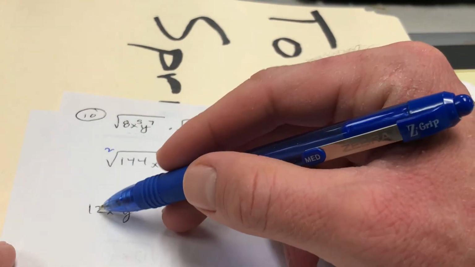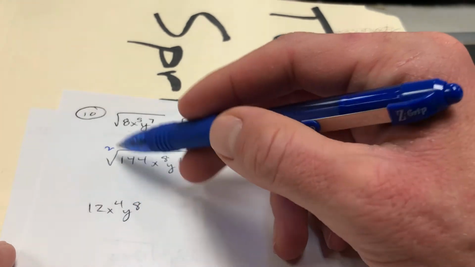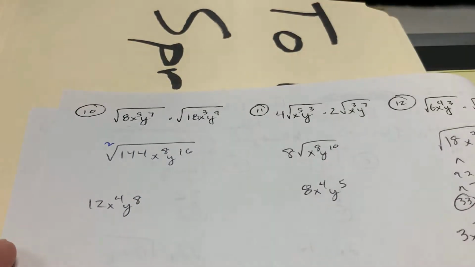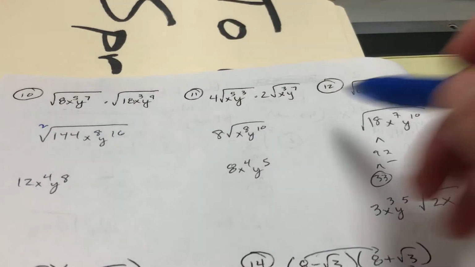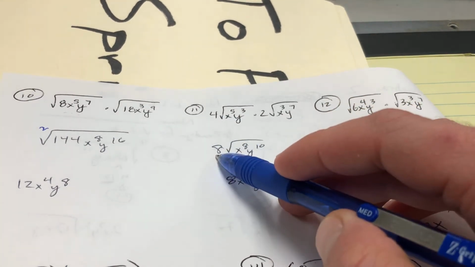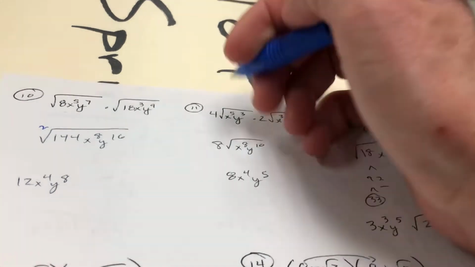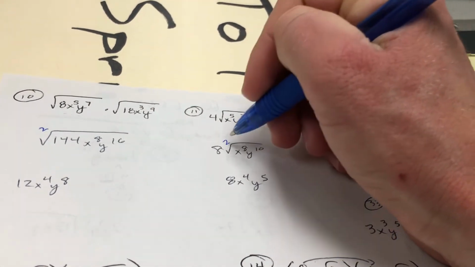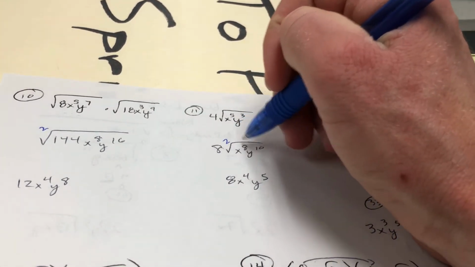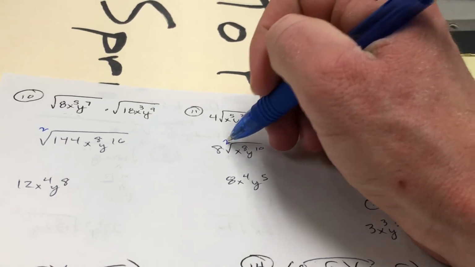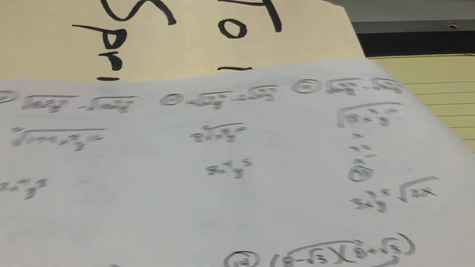The square root of 144 is 12. 2 goes into 8 4 times. 2 goes into 16 8 times. On 11, 2 times 4 is 8. X to the 8th. Y to the 10th. The square root of 8, 4. 2 goes into 8 4 times. 2 goes into 10 5 times.